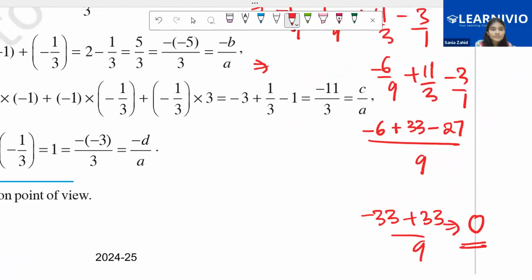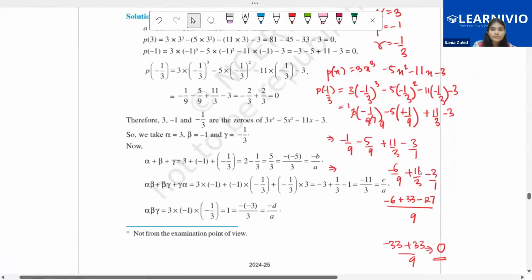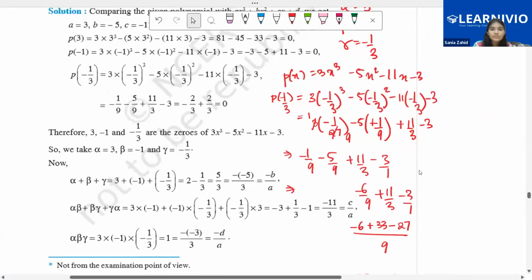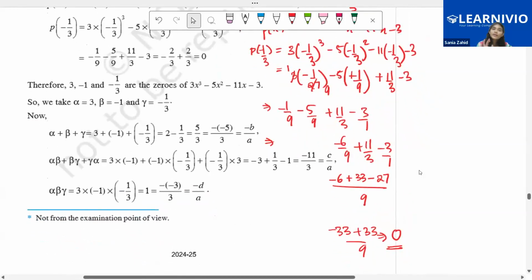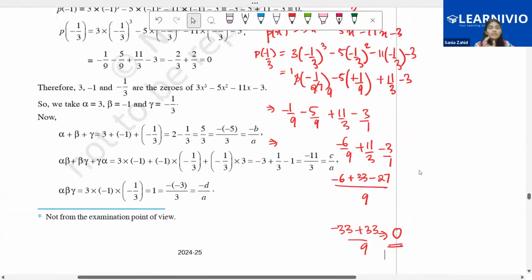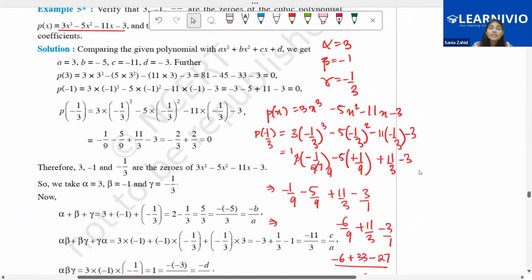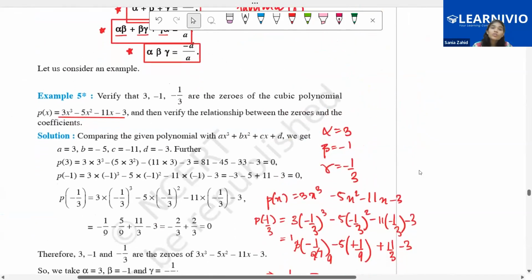Right? Please have a look. How did I solve it? I'm just verifying whether the given zeros are the zeros of the polynomial or not. Like alpha, beta, gamma, do they verify as zeros or not? So I verified in this manner. Next is you also have to verify the relationship by using the formulas.